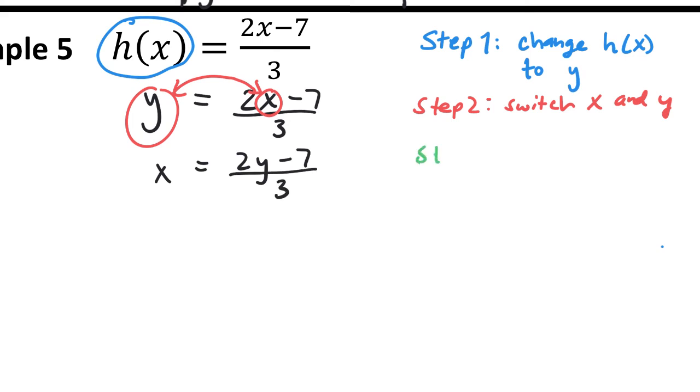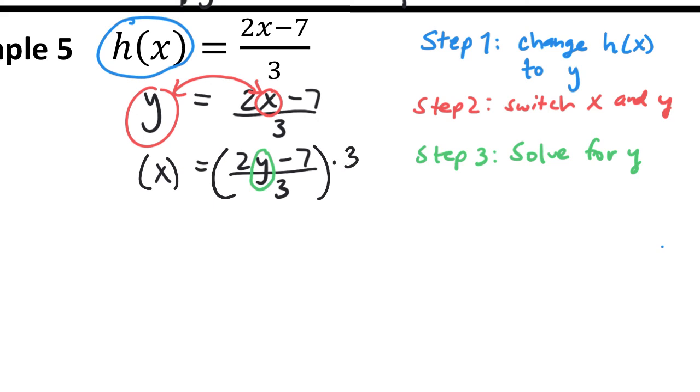Step 3, solve for y. Solve for this y. So opposite operations. Before I work with the 2 and the minus 7, I need to get rid of the 3. So what's the opposite of dividing by 3? Multiplying by 3, right? So I multiply 3 on both sides. I get 3x equals, these 3's will cancel, and I'm left with 2y minus 7.